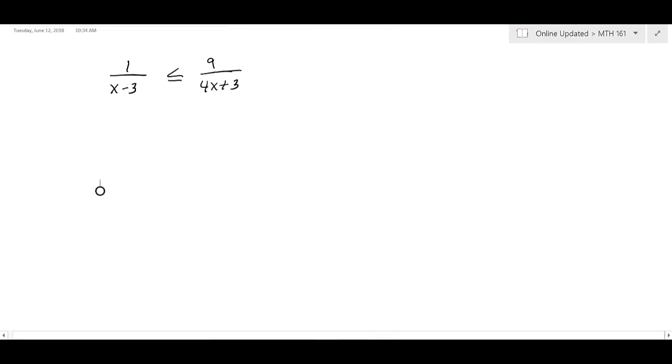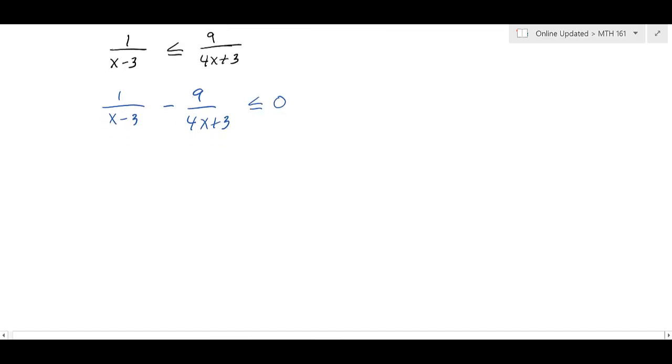In this video, we're going to look at a couple more examples of solving rational inequalities. And the first one we have here is 1 over x minus 3 is less than or equal to 9 over 4x plus 3. Once again, the first step is we want to set the inequality to 0. So if we do that, we're simply going to subtract the 9 over 4x plus 3 so that we have this less than or equal to 0.